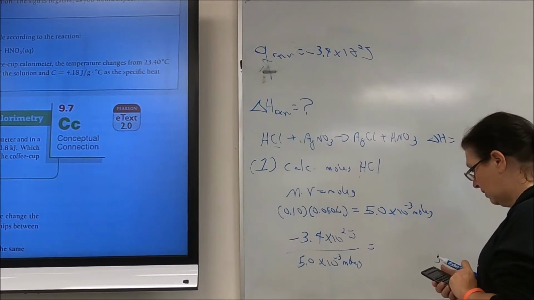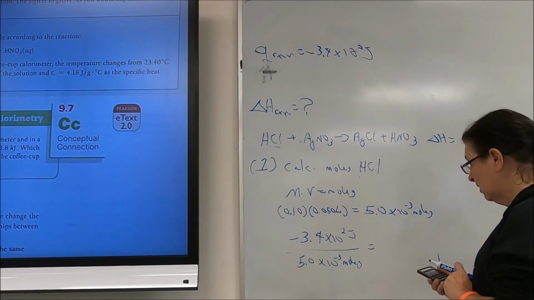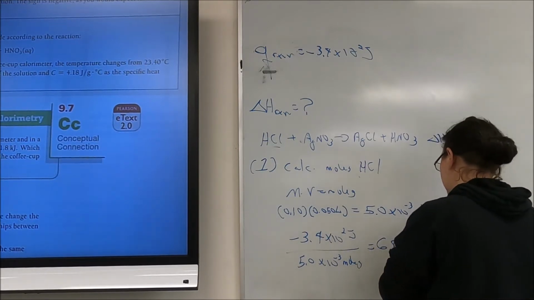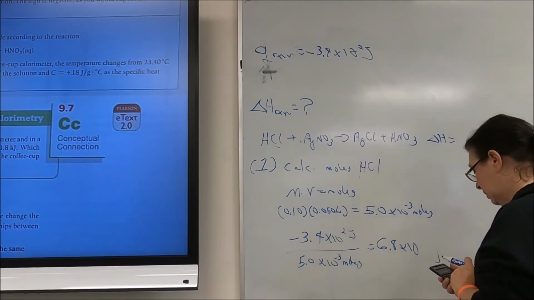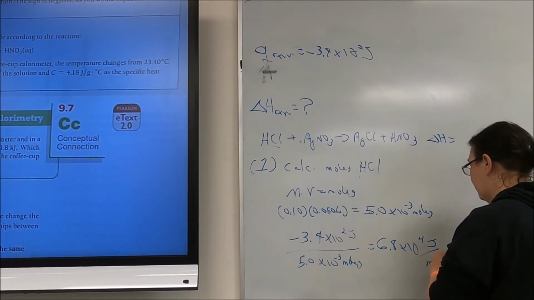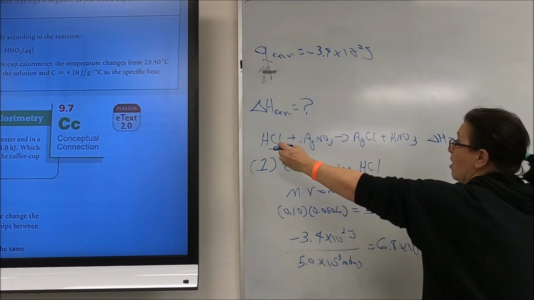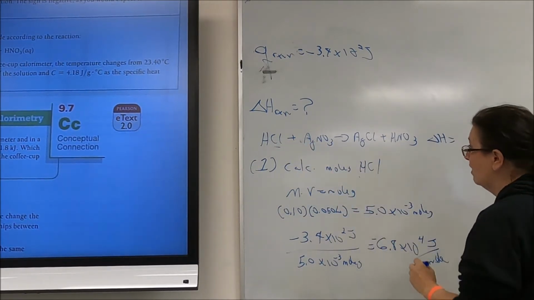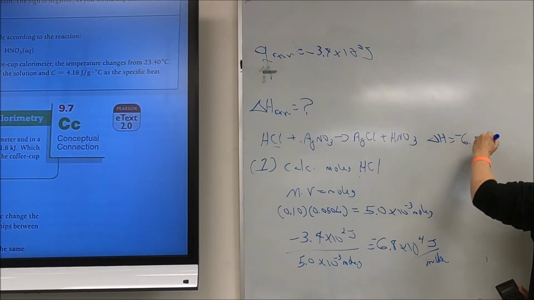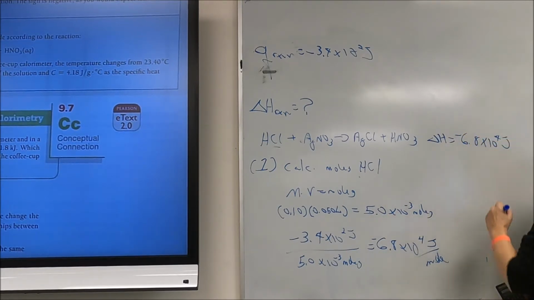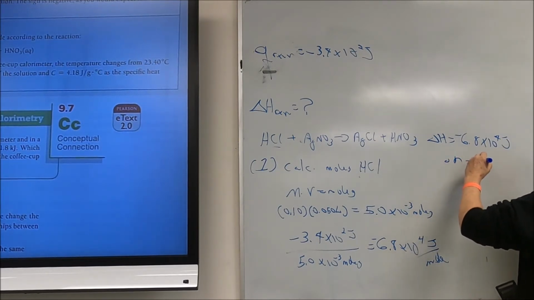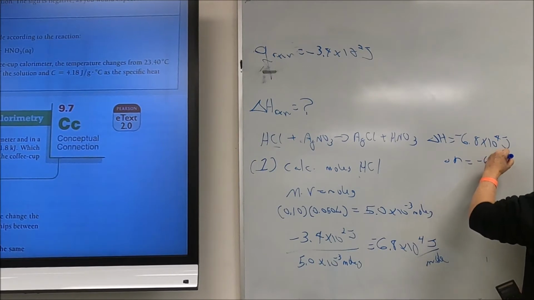So if I do that, I get 6.8 times 10 to the 4 joules per mole of HCl. Well, there's only 1 mole of HCl in that reaction, so delta H here is minus 6.8 times 10 to the 4 joules, or you could have written it as minus 68 kilojoules.